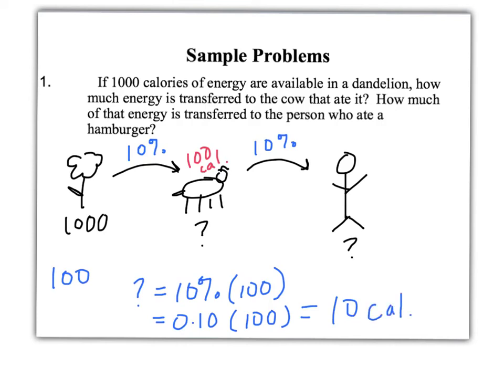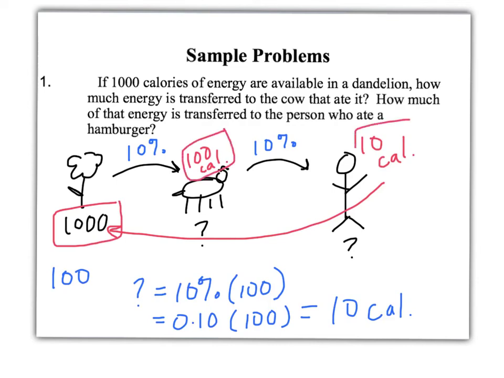So our person, by eating the hamburger, got 10 calories from that original 1,000 that the plant provided to the cow. This does not mean that the hamburger had 10 calories in it. It just means that if we track that original 1,000 calories from the plant, only 100 are in the cow and only 10 get to the human. So again, we're seeing the decrease as we go up. Remember our energy pyramid. As you go up the energy pyramid, the energy level decreases.